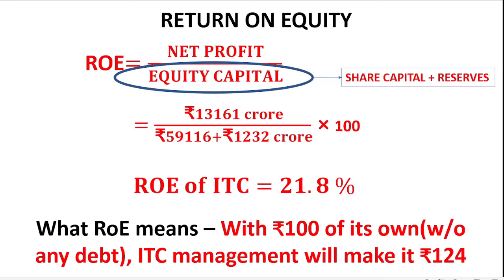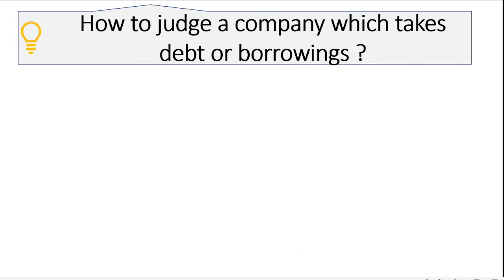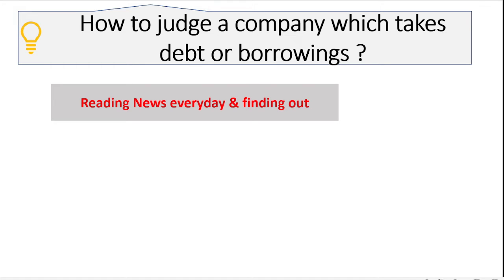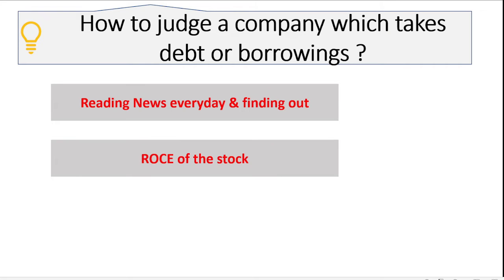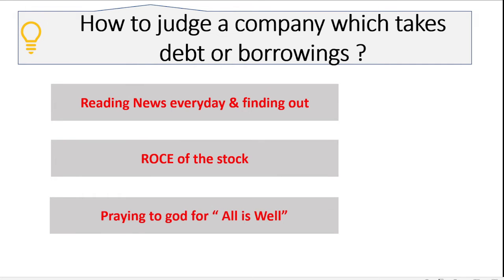But what if management takes a lot of borrowings and you still want to know how they are able to manage those borrowings and how efficient the management is in utilizing that debt? If you want to judge a company which takes a lot of debt or borrowing, then you can use ROCE to understand the management's performance. So if someone asks you how you can judge a company which takes debt or borrowing, your answer should not be by reading news every day and finding out. Your answer should be the ROCE of the stock, and not praying to God that all is well and the management will take care of the borrowings.